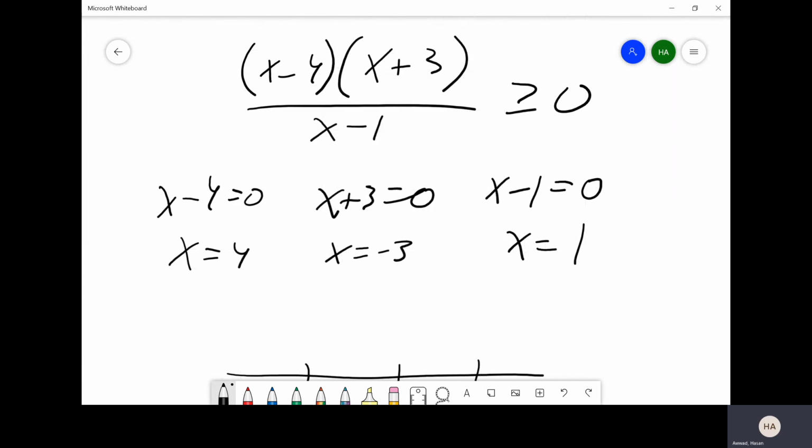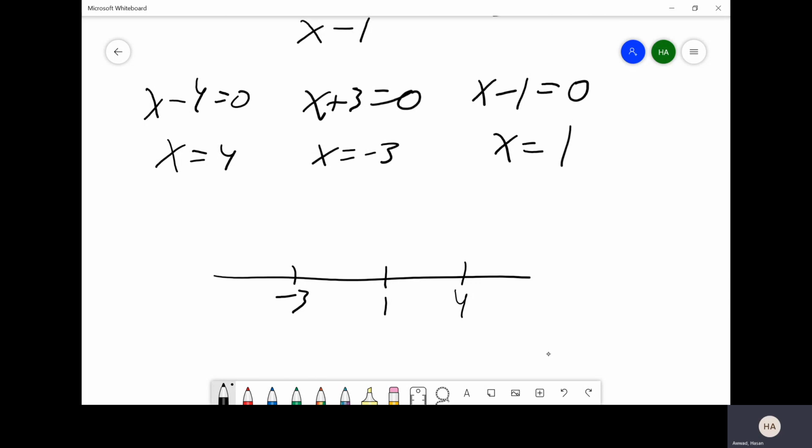Now we just have to go ahead and decide what's going to be filled in and what's not going to be filled in. Well, the things on the numerator should be filled in, right? 4 and negative 3, those should work. Because if we plug in 4, we're going to get a 0 up top. We're not going to get a 0 on the bottom. So we get a 0 over some number, and 0 is greater than or equal to 0. Same thing with negative 3, right? So we can go ahead and fill these in with closed circles.